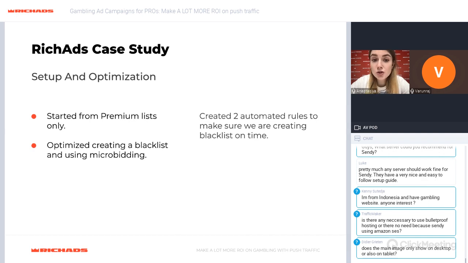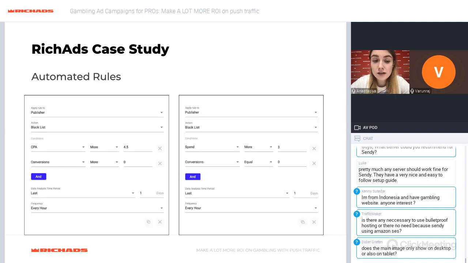We also used 2 automated rules, and here on the screen you can see the exact rules that we have been using. So if the CPA is more than 4.5 and conversion is more than 0, then we blacklisted it. It was for publishers, and then we blacklisted each publisher if it has spent $3 with no conversions.